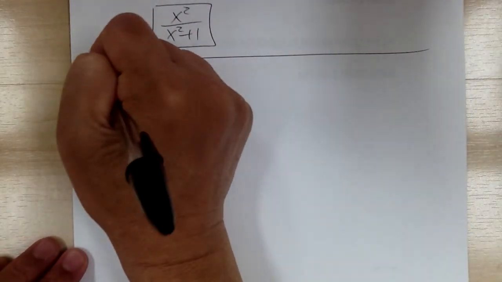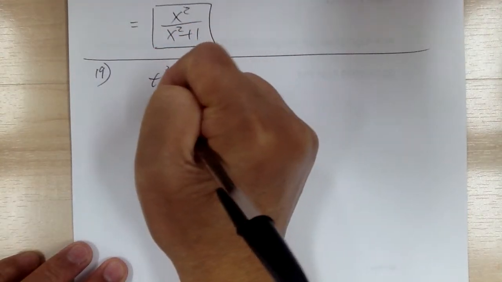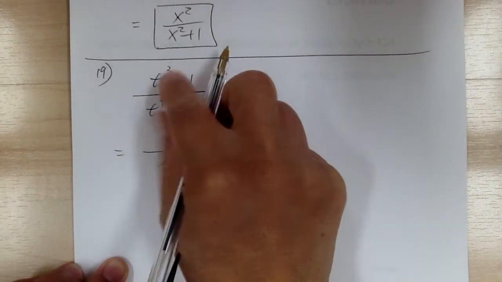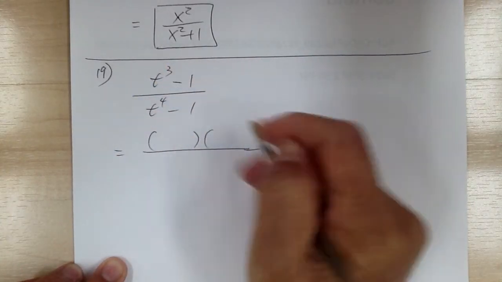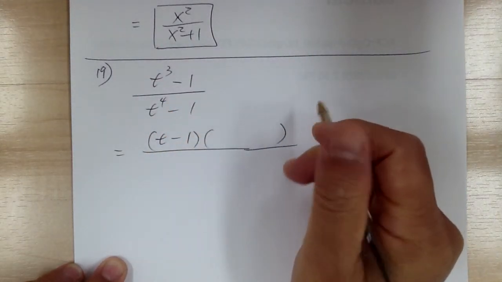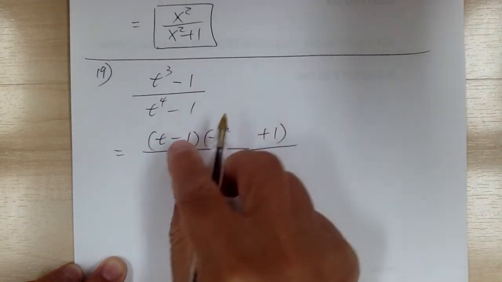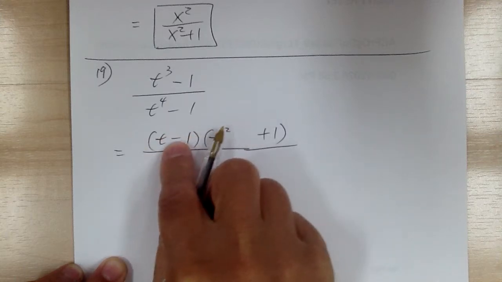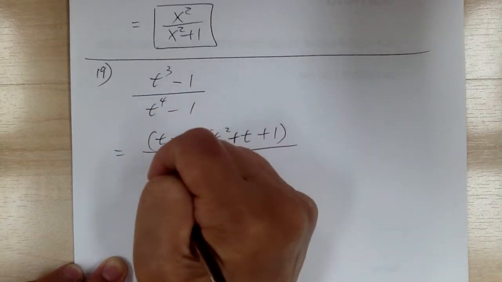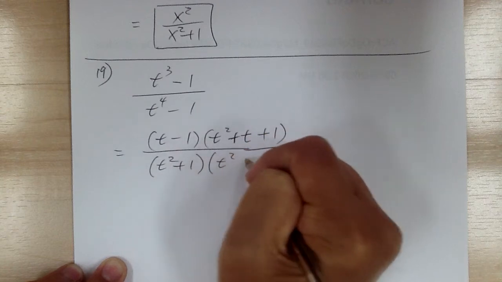Okay, let's go to number 19. You have t to the 3 minus 1 over t to the 4 minus 1. So this is the cube. So go ahead and do the 2 parentheses. So the first one would be t minus 1. And then the second parentheses, you just square that, and you take the opposite of the term for the middle, so it would be plus t. On the bottom, you need to go and do the t squared plus 1 and t squared minus 1.